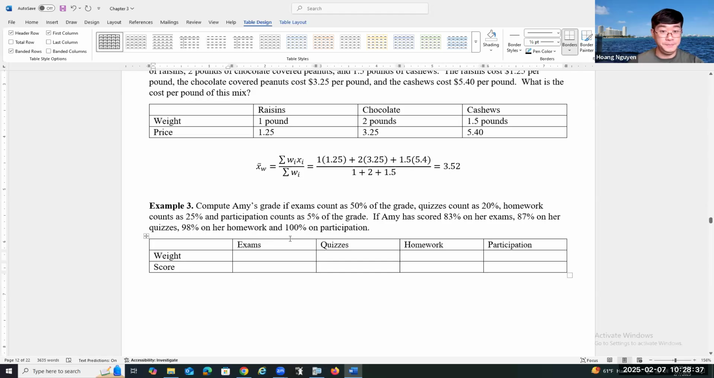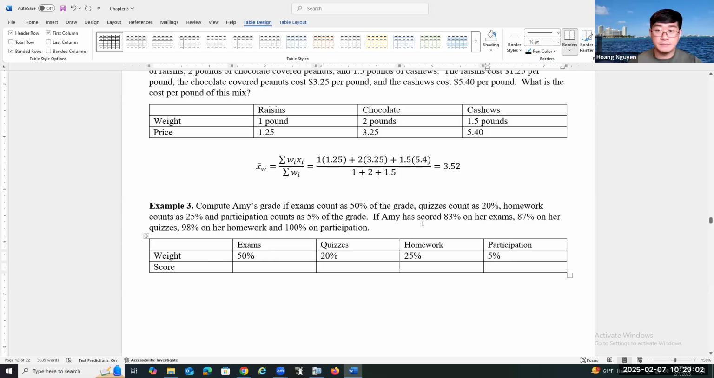So for the exam, it's going to be 50%. The quiz is about 20% of her grade, and then the homework is 25% of the grade. Participation is 5%. Okay, so those are the weights.